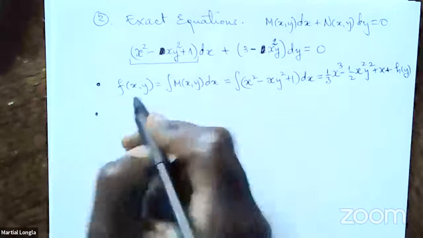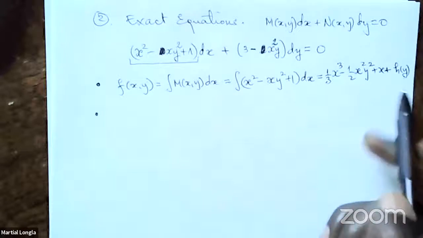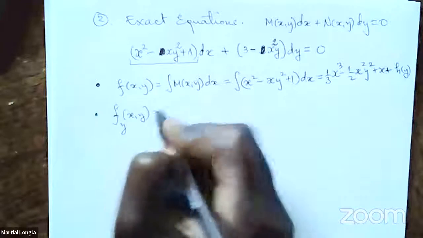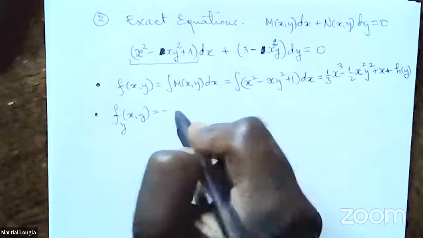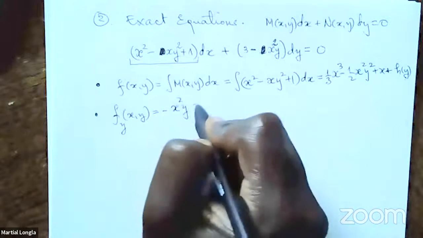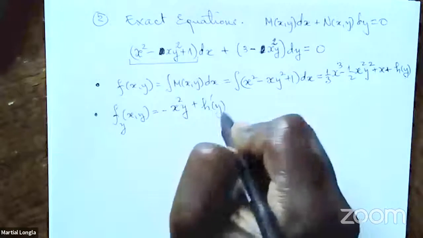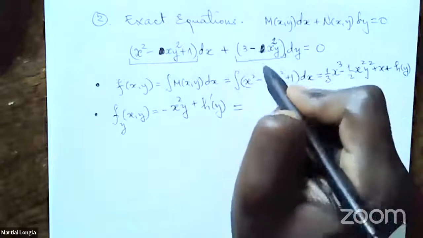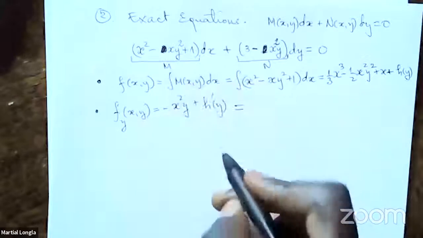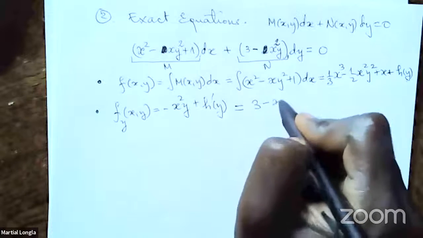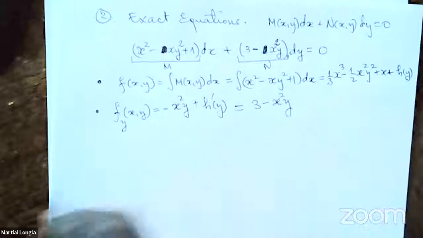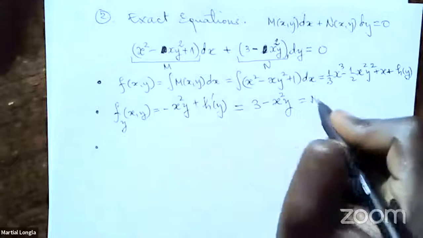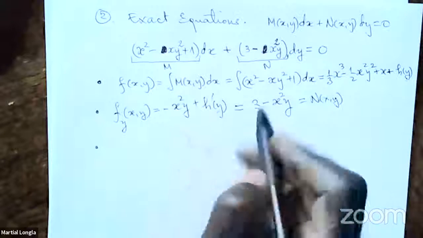Then on the next step, you take the derivative of what you got here with respect to y. So that's the derivative of f with respect to y, and that gives you minus x squared y plus h prime of y. And then you set it equal to N from your equation. That's N. This was M. So you set this equal to 3 minus x squared y. And then the next step, you solve that for h prime.